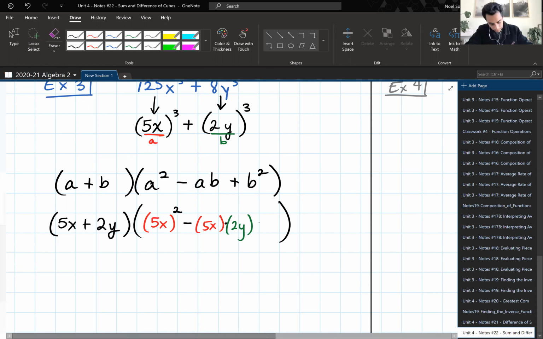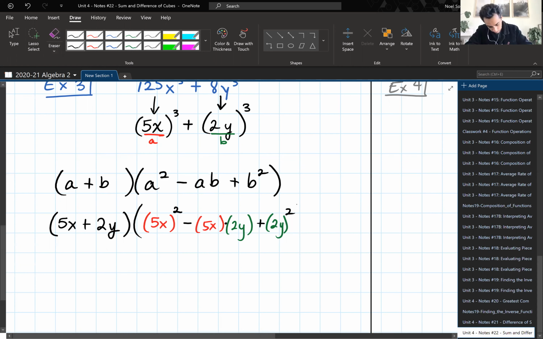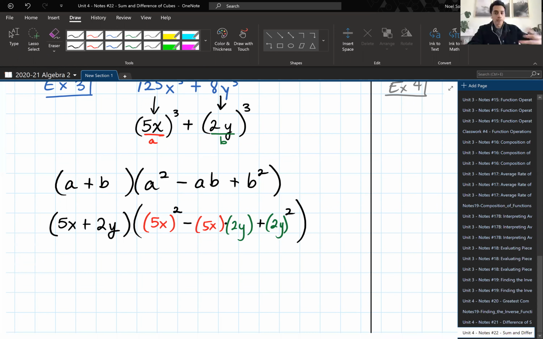And then finally, we add b squared. B squared will be 2y. Make some room. 2y quantity squared. Okay, so now we just need to clean it up a little bit.